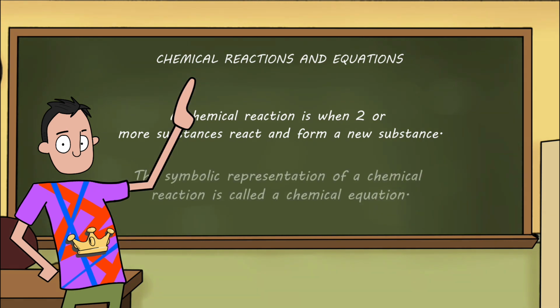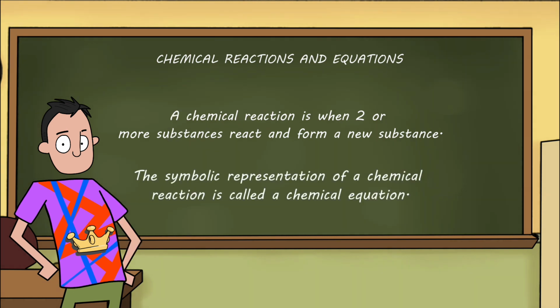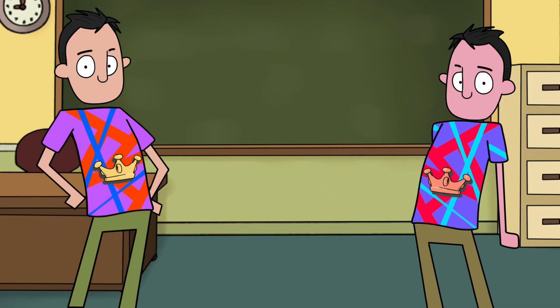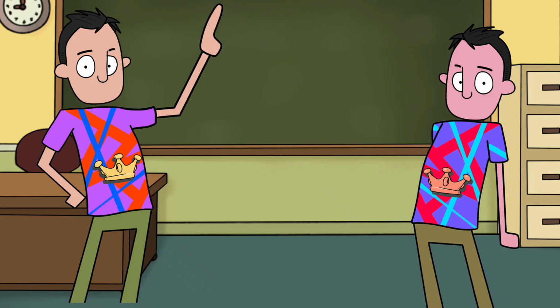The symbolic representation of a chemical reaction is called a chemical equation. Okay, now let's try to understand them.